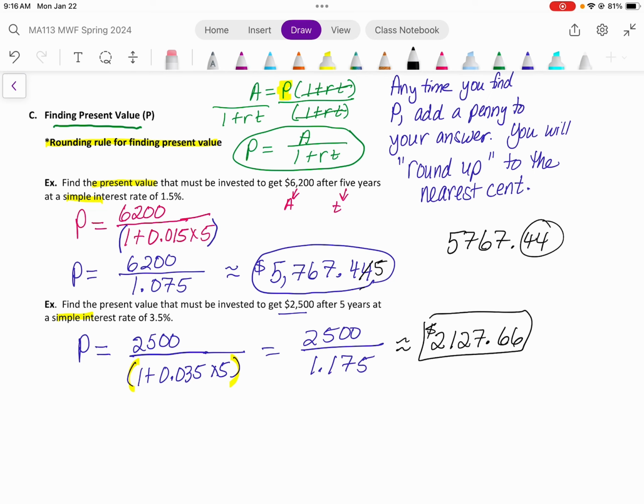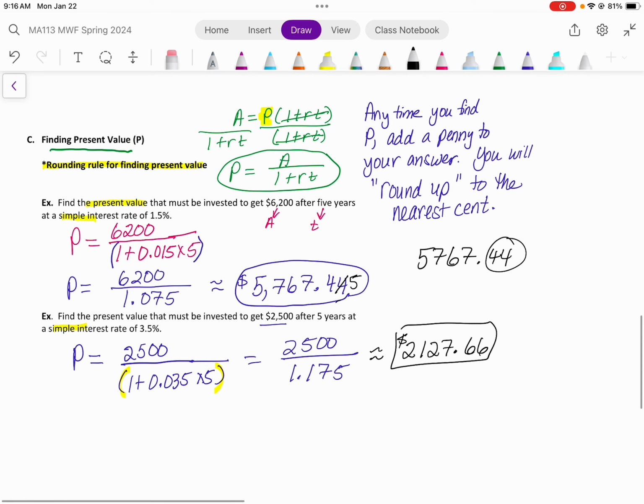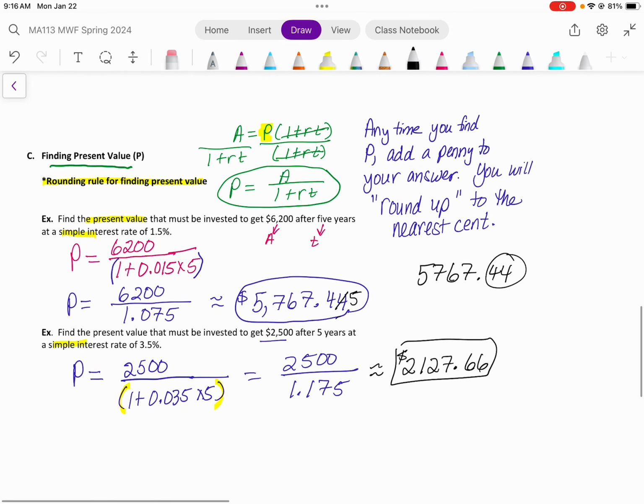This last one, 2,500 divided by 1.175 is going to automatically round to 66. If you follow the rules of rounding or whatever, it's still 66. So that one we won't need to add the extra penny, but the one before we will. Again, we can talk more about that on Wednesday if you're confused, but that's the end of the notes.